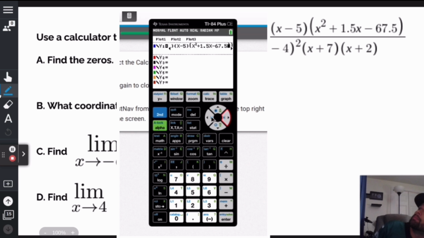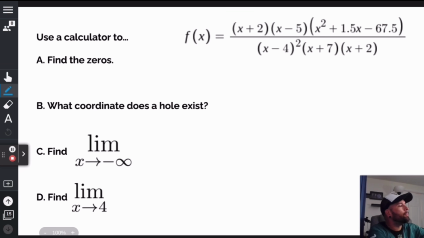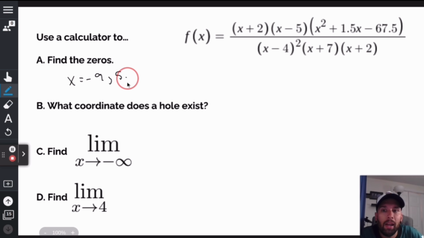And if you're wondering, well, what about that, what was it, x plus 2? Why did we go through -2? Because there's an x plus 2 on the bottom. We'll deal with that in a second. Oh, terrific. I wrote it down here somewhere. The zeros are -9, 5, and 7.5. What coordinate does a hole exist?